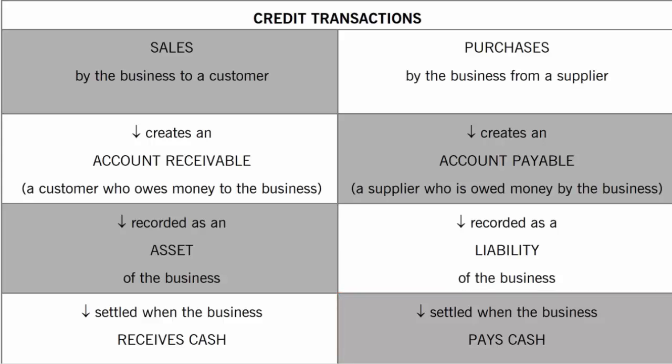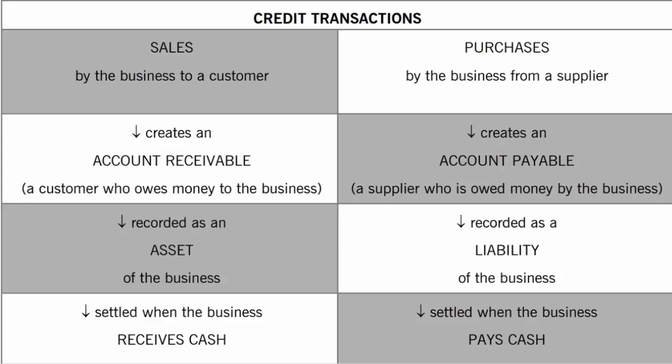Key comparison between accounts receivable and accounts payable. Now that we've gone through each side of the chart, let's summarize the main differences. Sales versus purchases. Accounts receivable comes from sales made by the business. Accounts payable comes from purchases made by the business. Who owes whom? Accounts receivable is money owed to the business by customers. Accounts payable is money owed by the business to suppliers.